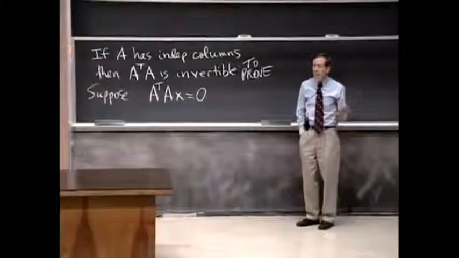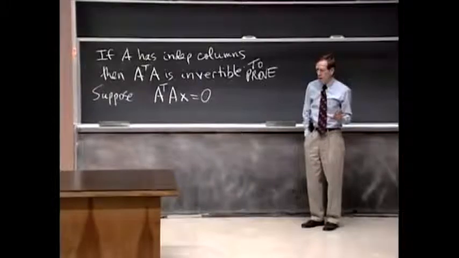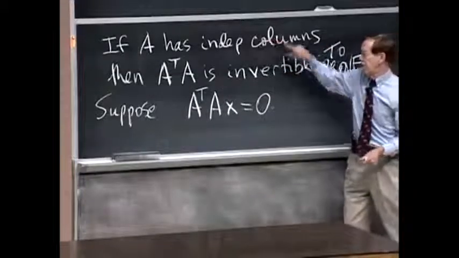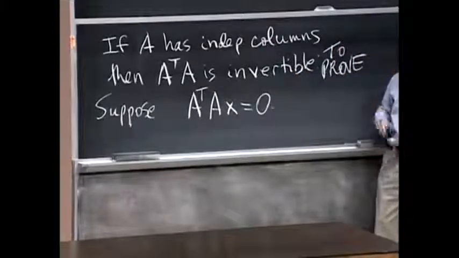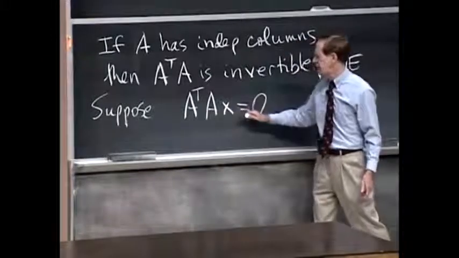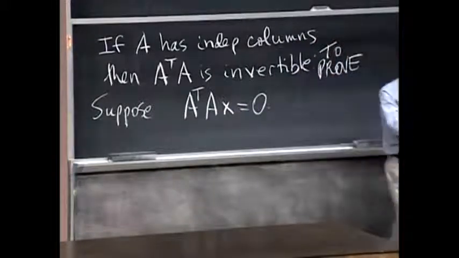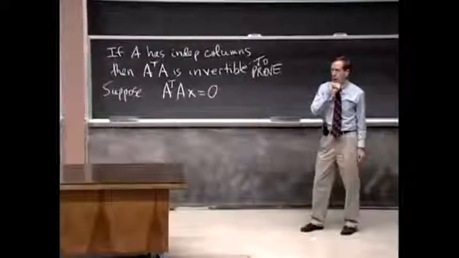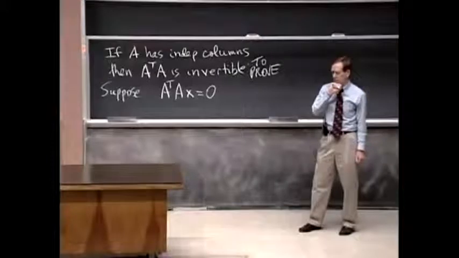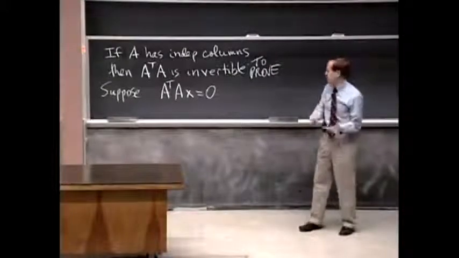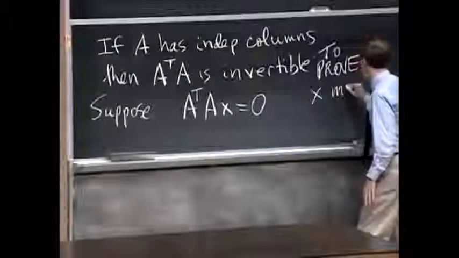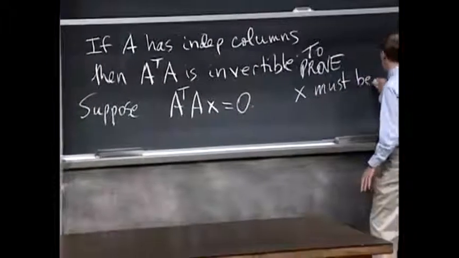So what do I want to prove now? I'm aiming to prove that this matrix is invertible. If I suppose A transpose A X is 0, then what conclusion do I want to reach? I'd like to know that X must be 0. I want to show X must be the 0 vector.